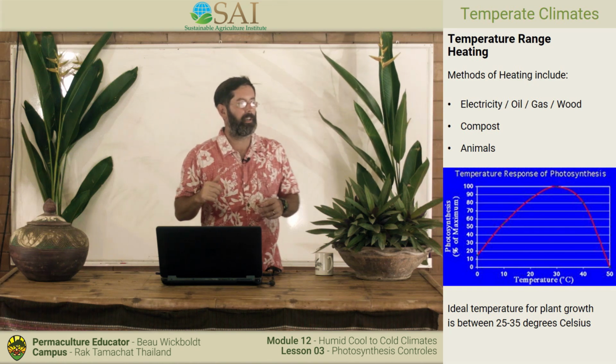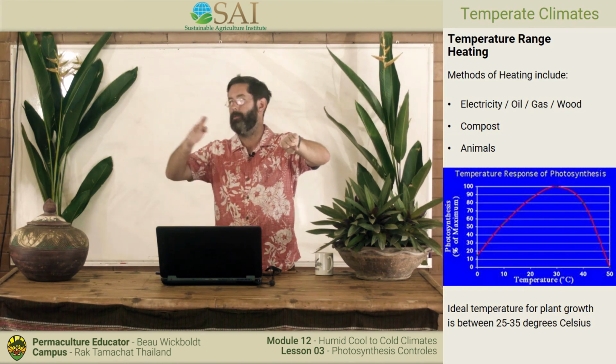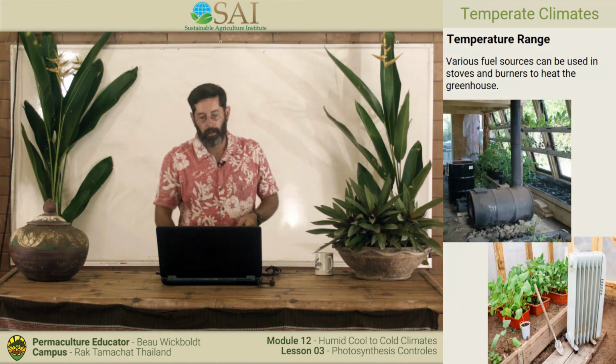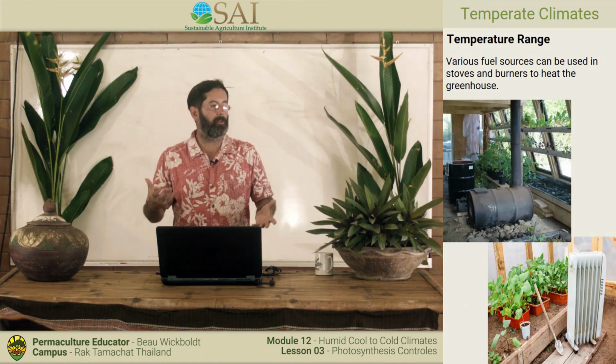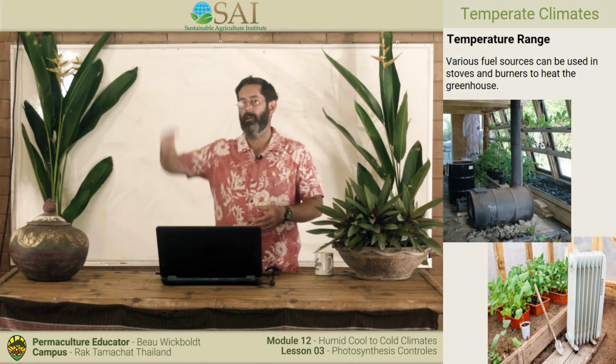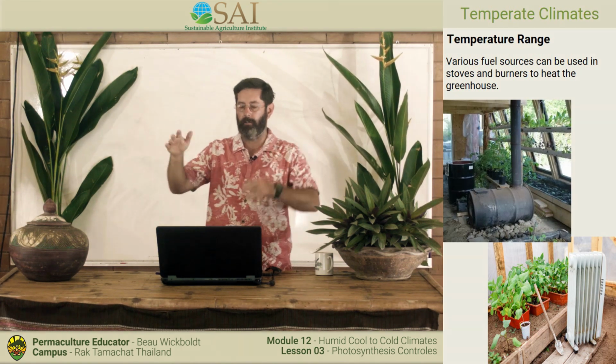So we try to maintain that it will not get lower than 25, but not warmer than 35. And so you can play with ventilation and heating. So how would you do that? Well, you can use various fuel sources. Here's a rocket stove, for instance. So they just use an oil drum there, make a fire, and you could regulate it.